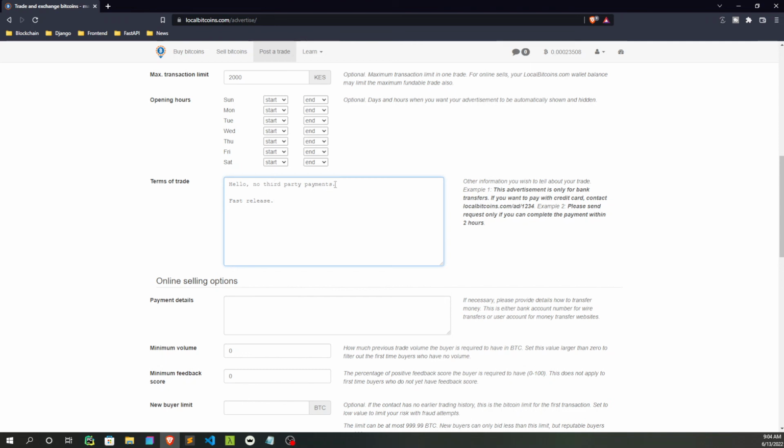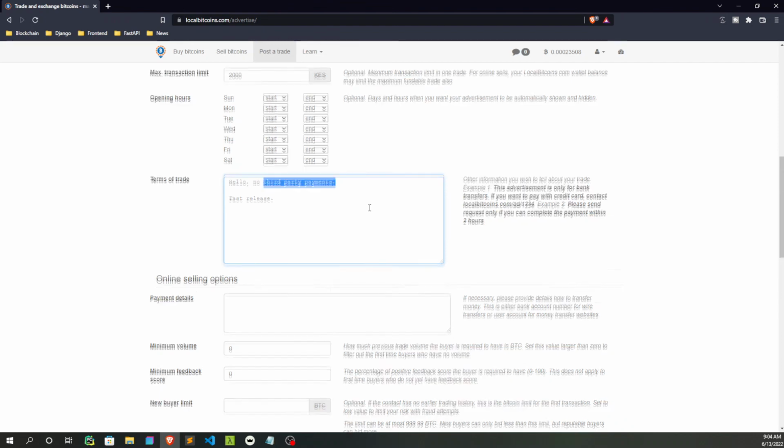I told you it's very important for you to avoid these third-party payments, because when you're accepting third-party payments, you put yourself in great risk. You put yourself in the risk of money laundering, terrorism financing, and others. So you make sure the person who's buying from you, they're the same person who is sending you the money.